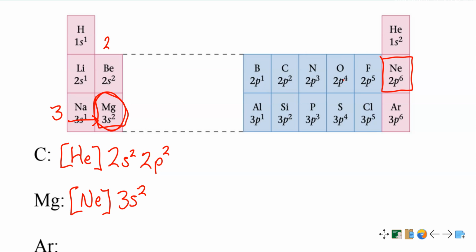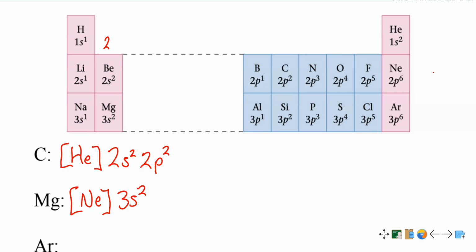3s2. And there's my shorthand electron configuration. You'll notice this is much, much easier than writing out 1s2, 2s2, 2p6, 3s2, or writing all that. So let's take a look at what happens when it's a noble gas that needs the shorthand configuration. Once again, I'm going to erase all this.